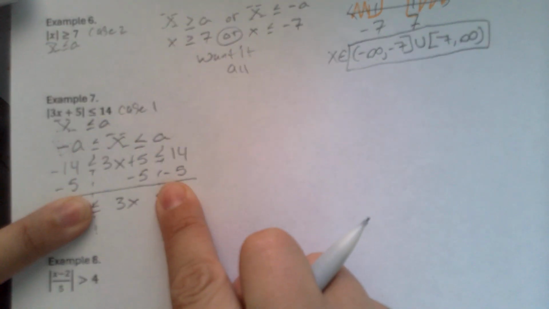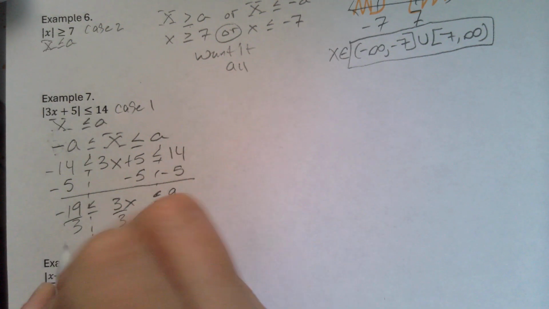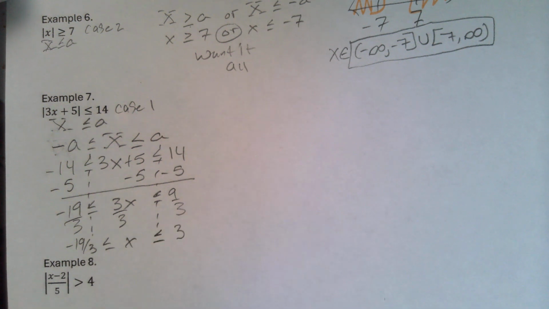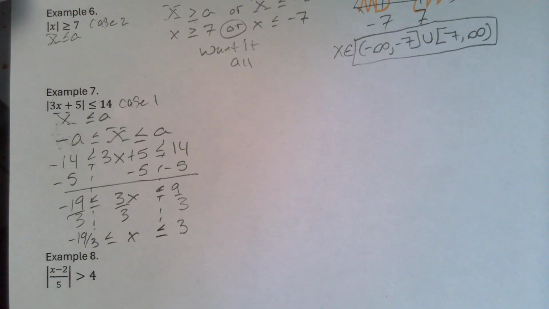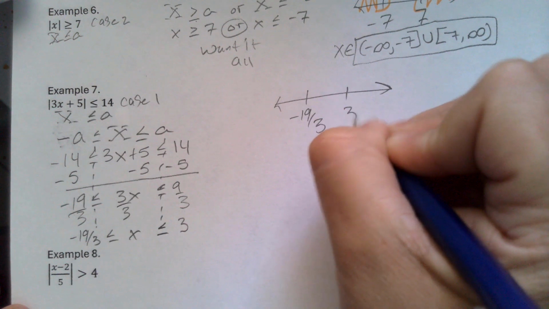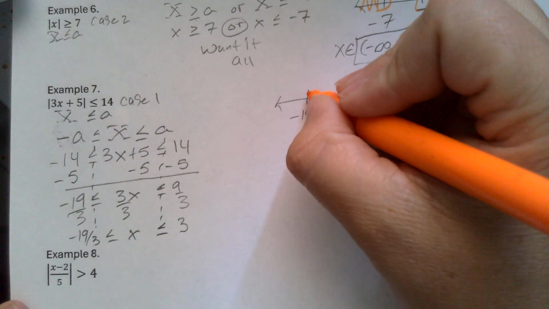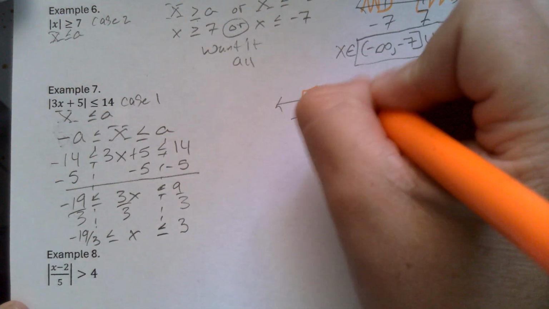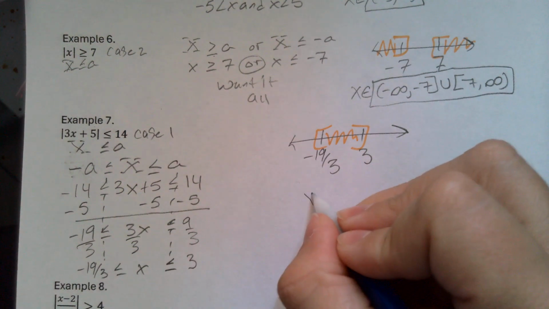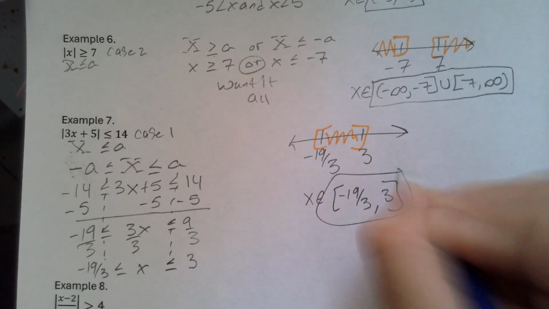Next, we need to get rid of that 3 from the middle. That's 3 times x, so we divide by 3. We get negative 19 over 3 is less than or equal to x is less than or equal to 9 divided by 3 is 3. Then we can draw our number line. We have negative 19 over 3 and 3. Both of these symbols have the less than in them, so x is between the two numbers. So I shade between the two numbers. They have or equal to, so I use brackets. And I can do my interval notation. I get x as an element from bracket negative 19 over 3, 3 with a bracket.